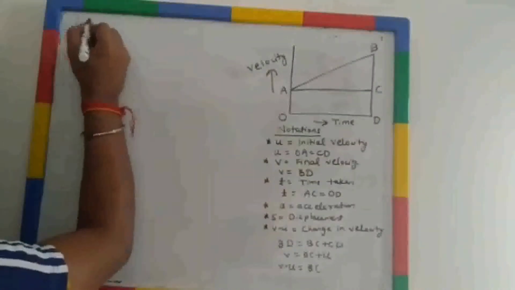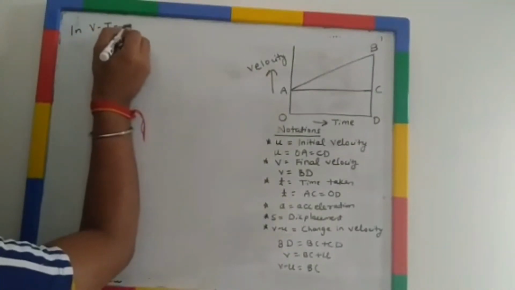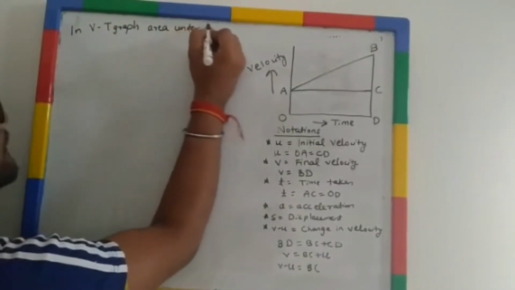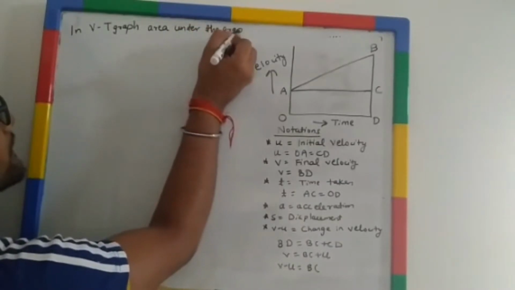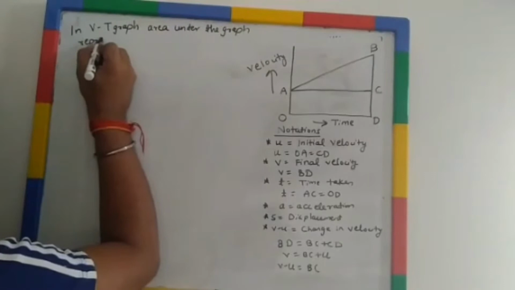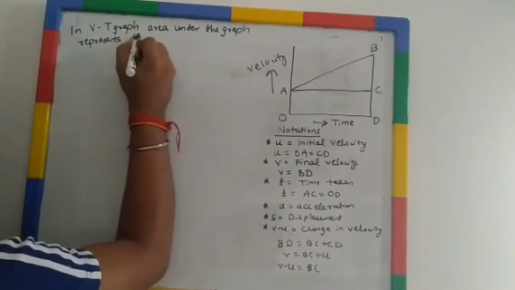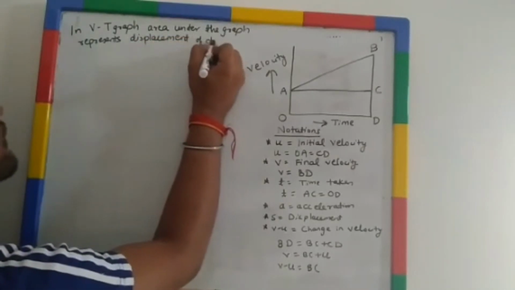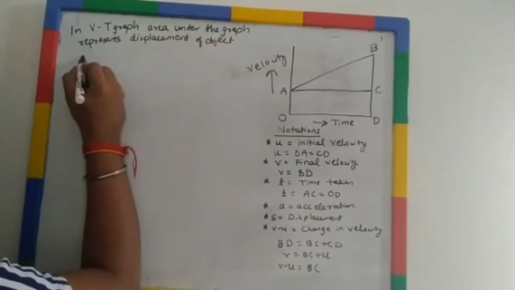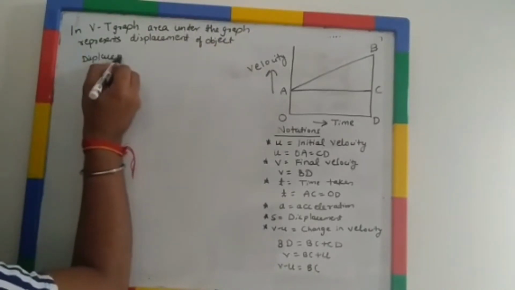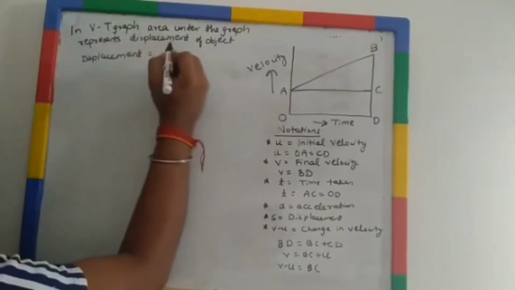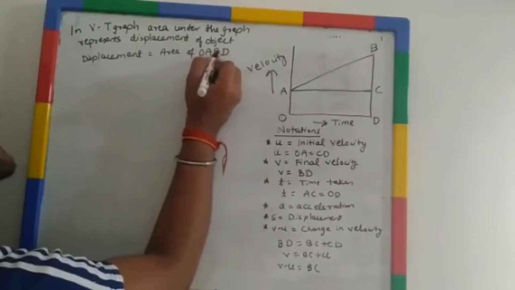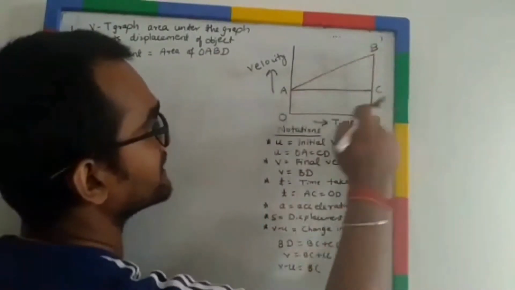So, in velocity time graph, area under the graph represents displacement of object. Thus displacement will be equal to area of OABD. That is area of OABD, this area.